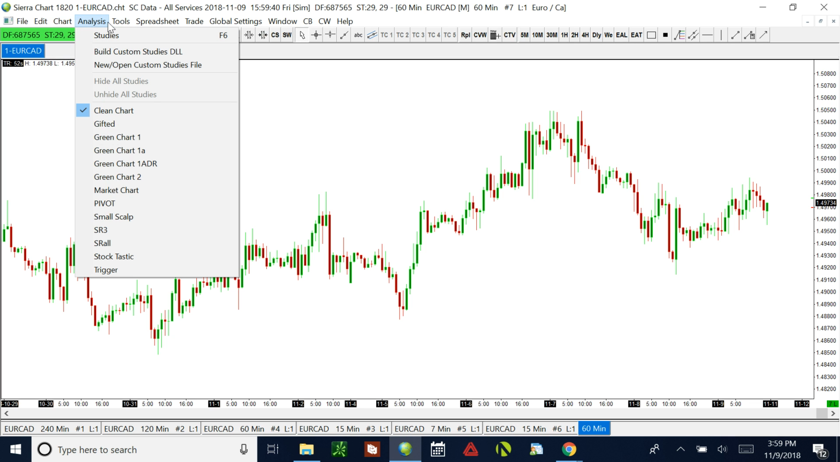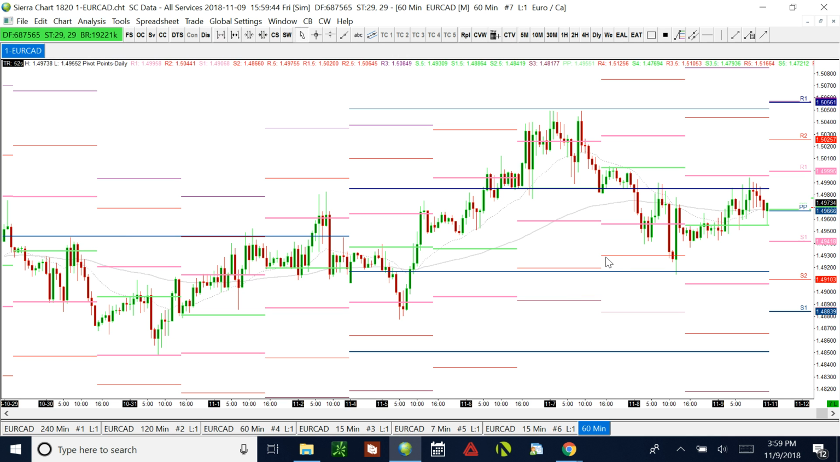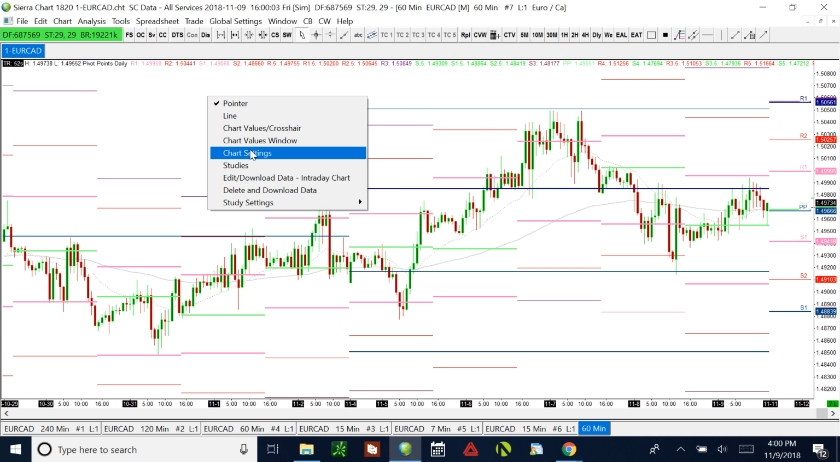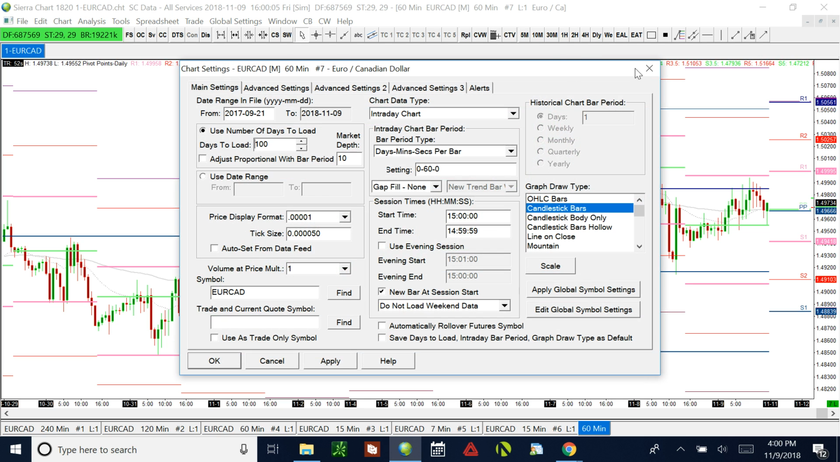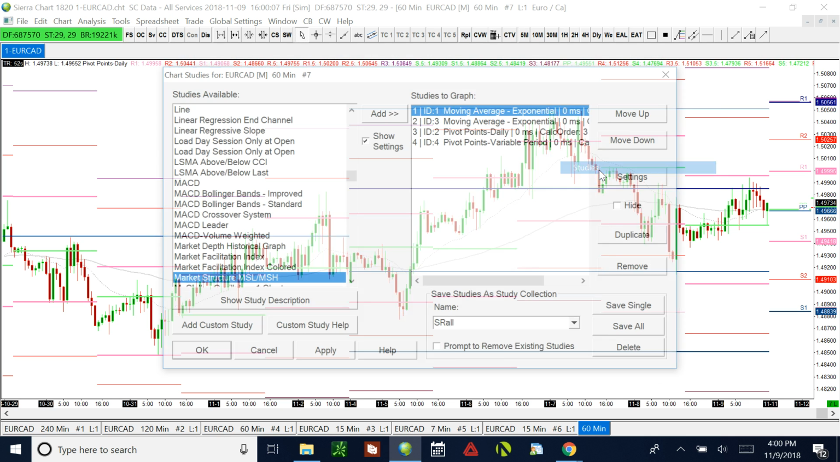So we're going to go up here to our studies, and we're going to add some pivot points. Now, these pivot points are automatic studies that are available free for anyone who uses CR charts. So you can go in there and add those to your charts and create a study for them. I've got four different studies on here. Let's take a look at our studies.